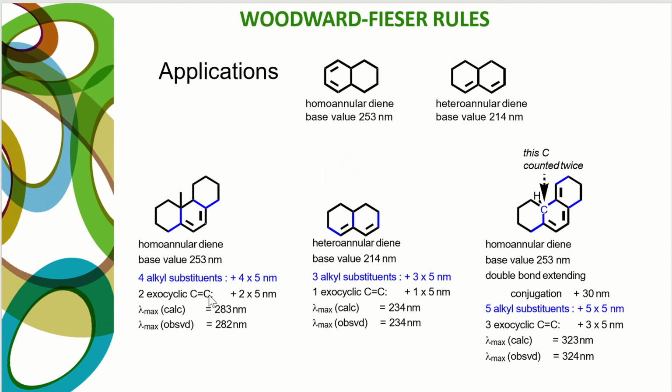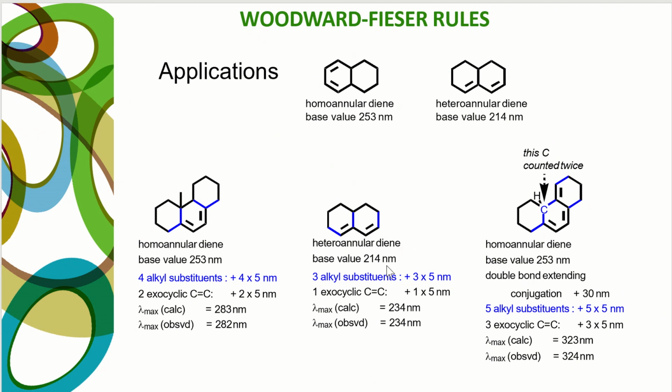We have 2 exocyclic carbon double bonds. So here, this is one, so we have a ring and we have a double bond on the outside. We have another ring and a double bond on the outside. So it's 2 of them. So 2 times 5 gives us 10. We add them all up and we get 283 nanometers, and that is very close to the observed lambda max.